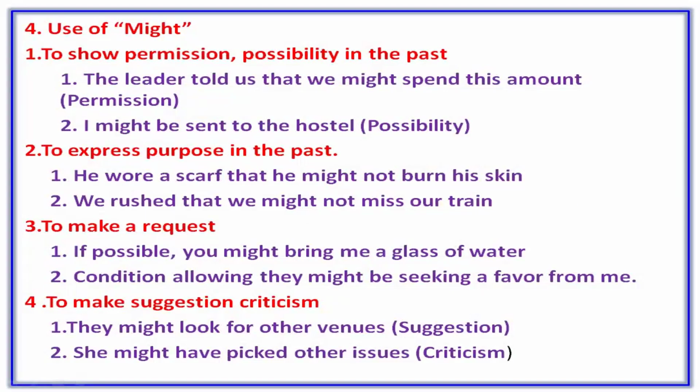So these are the examples for the use of may to express purpose. Use of might. To show permission, possibility in the past. Examples: the leader told us that we might spend his amount. That is permission given by the leader. Possibility: I might be sent to the hostel. It's a possibility whether they send me or not. We don't know that. That is possibility.